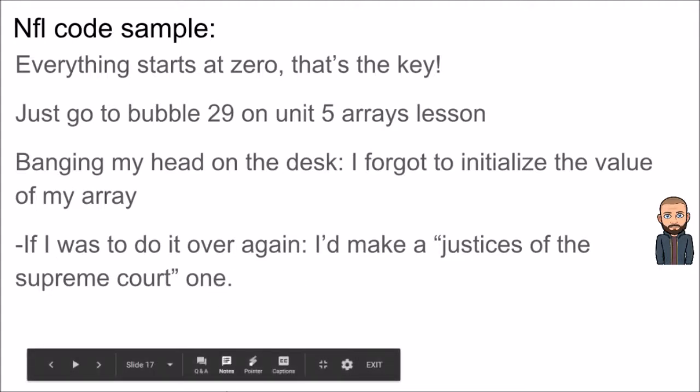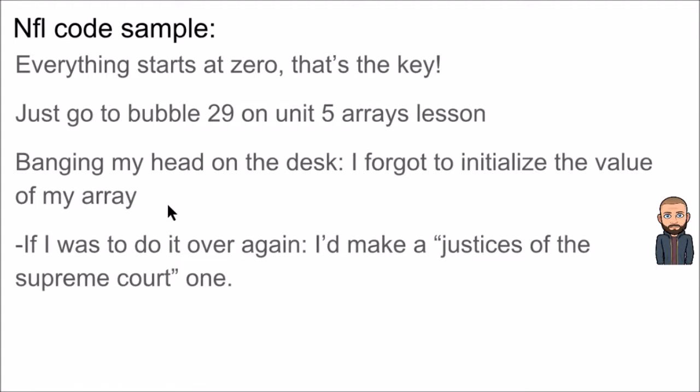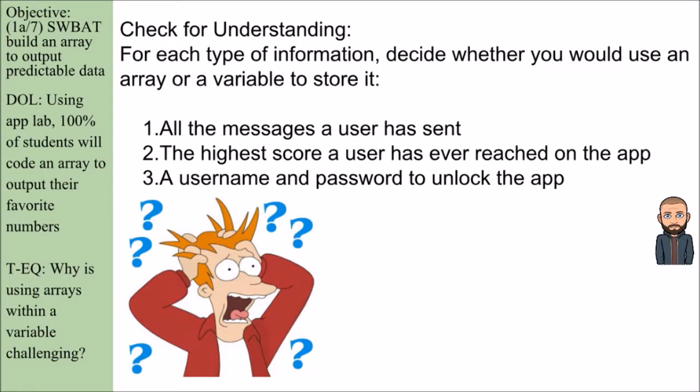I'll show you what I mean in a minute, but let me go over my 3 big ahas from the NFL app I made. The first aha moment was that I kept forgetting that everything starts at 0, and that was the key for me to get things to work successfully. Also, when I was struggling, I just went to the Bubble 29 on Unit 5 Arrays lesson to help me out. And near the end of the app, I was banging my head on the desk just trying to figure out what I did wrong. And in the end, it was just because I did not initialize a value for my array. So you have to have something in there in the very beginning. Even if you're not going to keep it, it has to be in there.